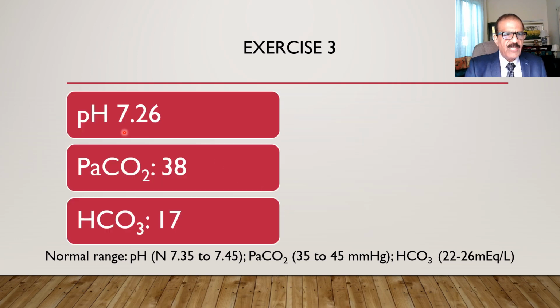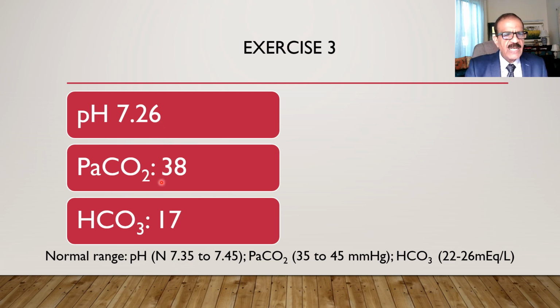pH of 7.26 and PaCO2 38 and HCO3 bicarb is 17 milliequivalents per liter. I think if you follow the sequence we have already covered respiratory acidosis and respiratory alkalosis, you should be able to figure out what should be next, but still this is acidic, okay? It is less than 7.35, so it is acidosis.